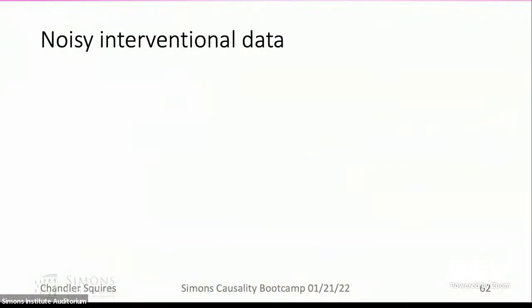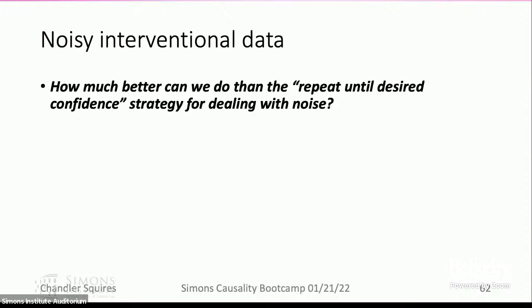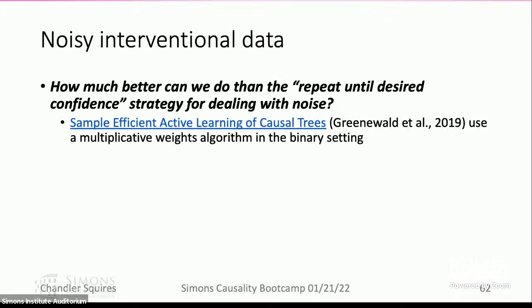Okay. So now everybody was itching to ask questions about how we do things in the noisy setting. The real world's noisy, we all know this, and how much better can we do than the naive strategy I outlined before, of taking some confidence level and repeating interventions until we're as sure as we want to be, and then moving on? Can we do better than that?